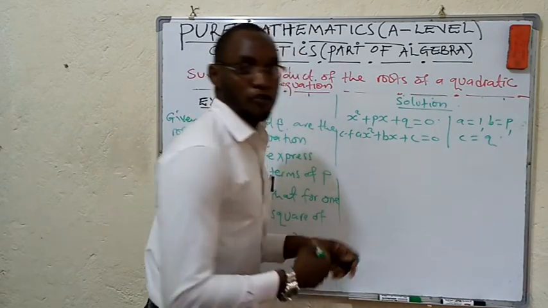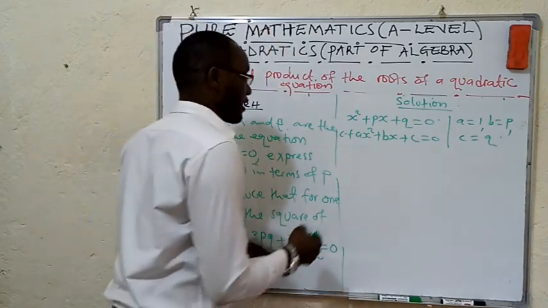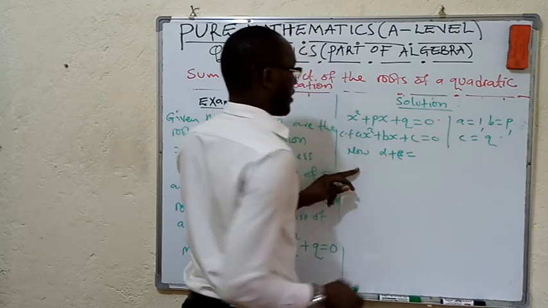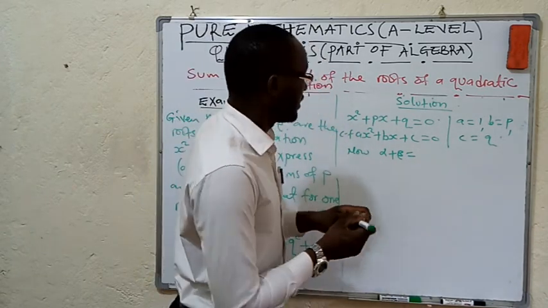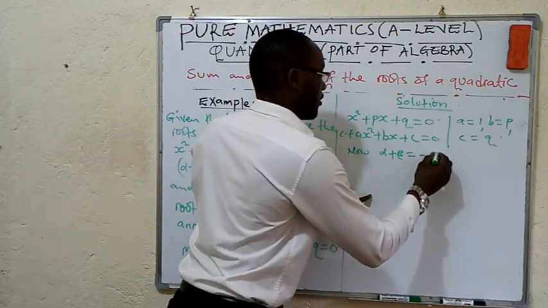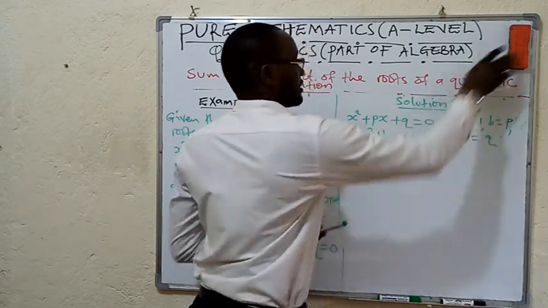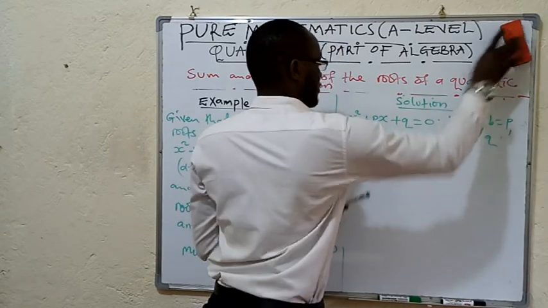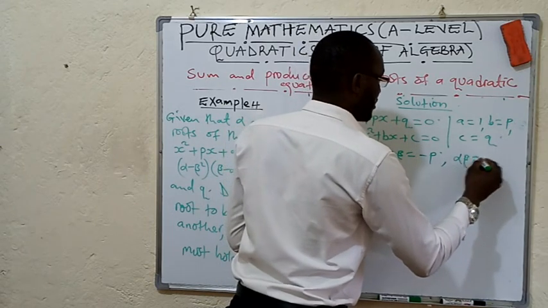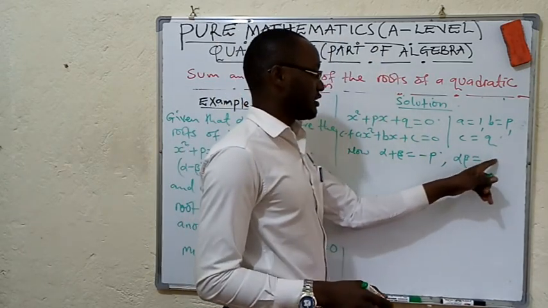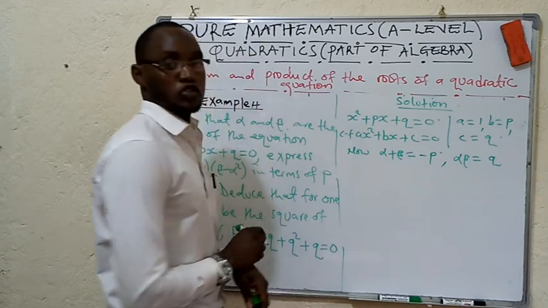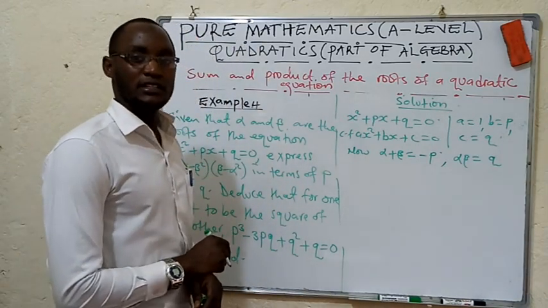So the sum of roots, that is alpha plus beta, is going to be negative b, which is p, over a, which is 1. So this is negative p. That is the sum of roots. Then what about alpha beta? The product of roots is equivalent to c over a. So c is q, a is 1. So the product of roots is equal to q. Are we together, dear viewers?